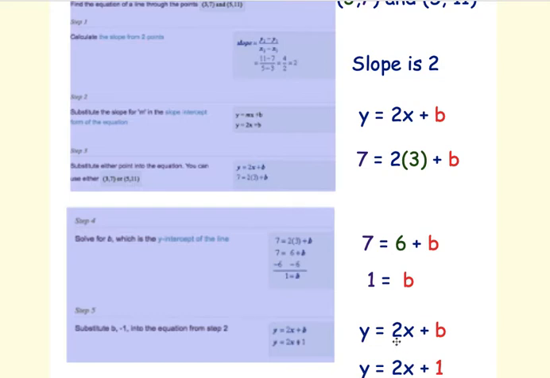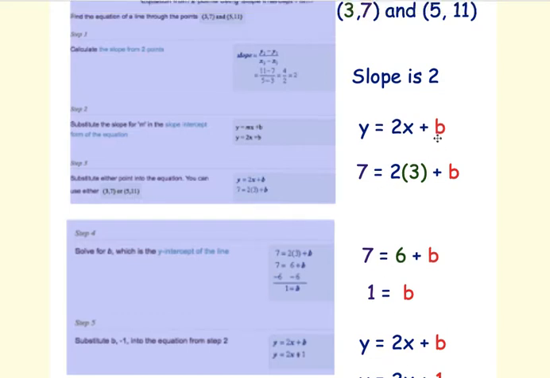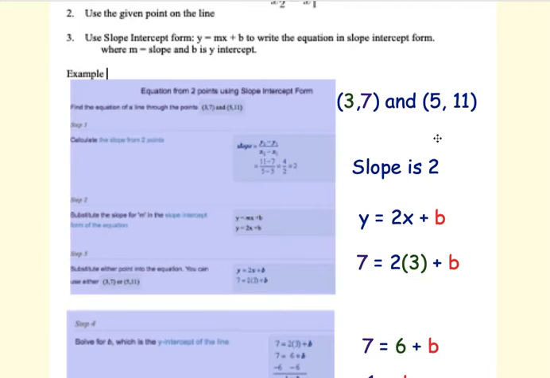So I'm going to take you through 3 examples, and it's going to be the same procedure. We're going to find the slope, we're going to plug in an ordered pair, and we're going to get the y-intercept, and then we are going to have the equation.